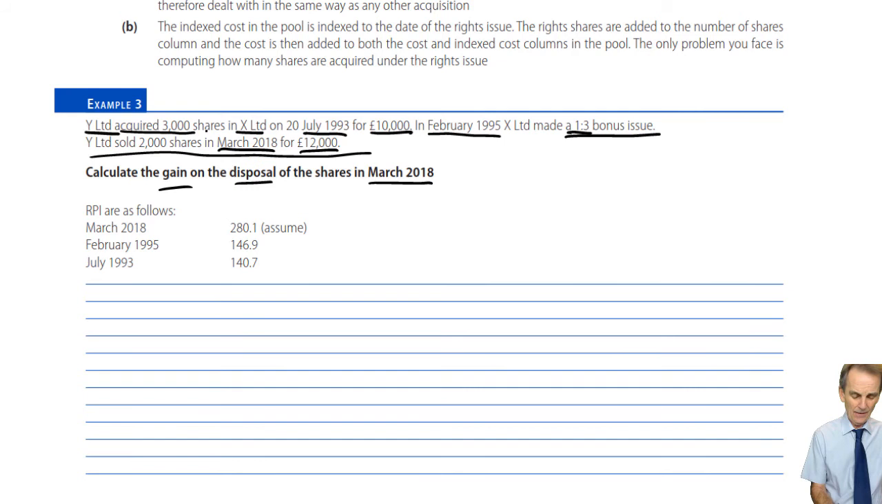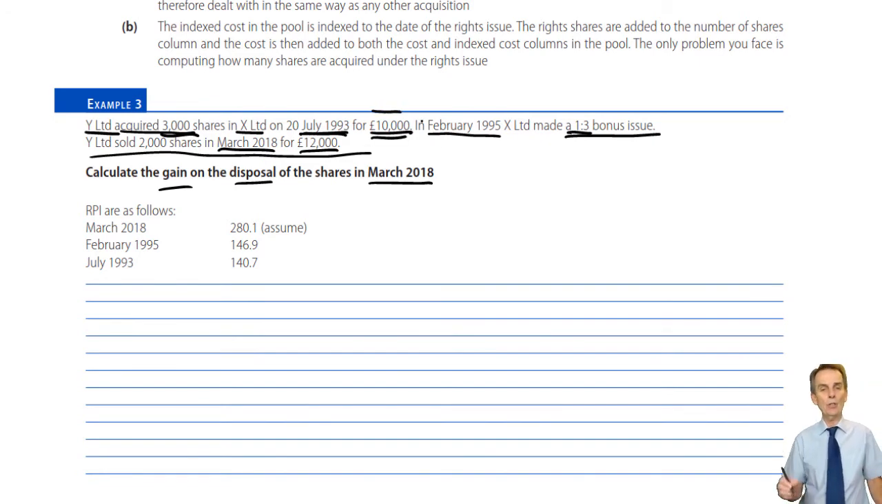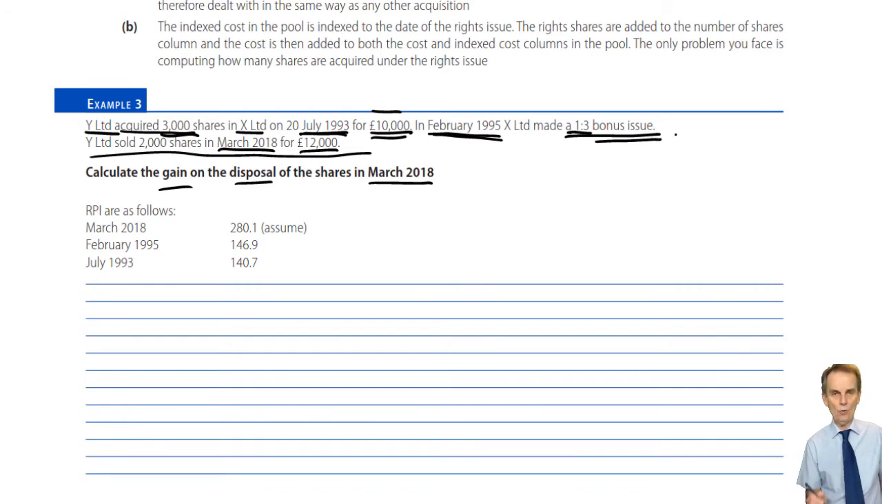Number of shares: the first and only acquisition of shares where a cost was incurred. Number of shares, 3,000. The date, of course, July 93. The cost, 10,000. And that £10,000 cost goes into both the cost column and the index cost column. What comes next? February 95. Bonus issue. No re-indexation. You own 3,000 shares. There's a 1 for 3 bonus issue.